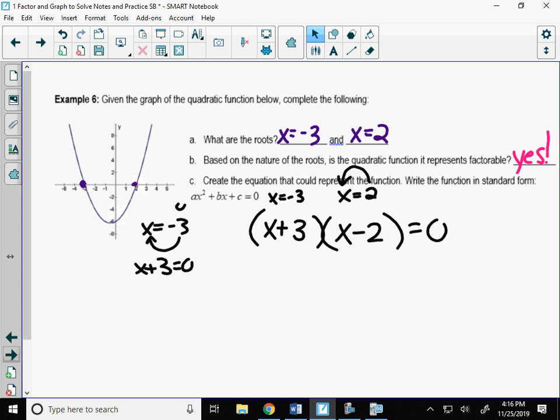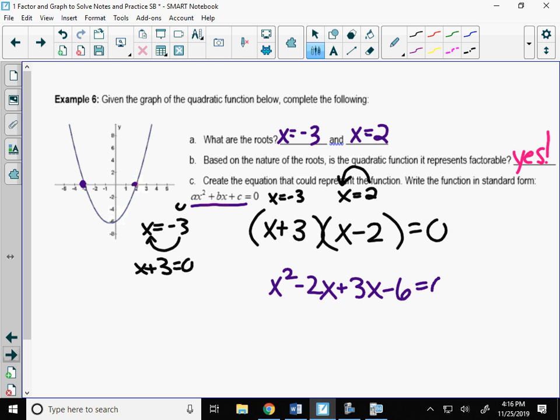We want the standard form. Right? Standard form means no parentheses. So I would FOIL here. X times x is x squared minus 2x plus 3x minus 6. Combine these like terms, and that's the equation in standard form.